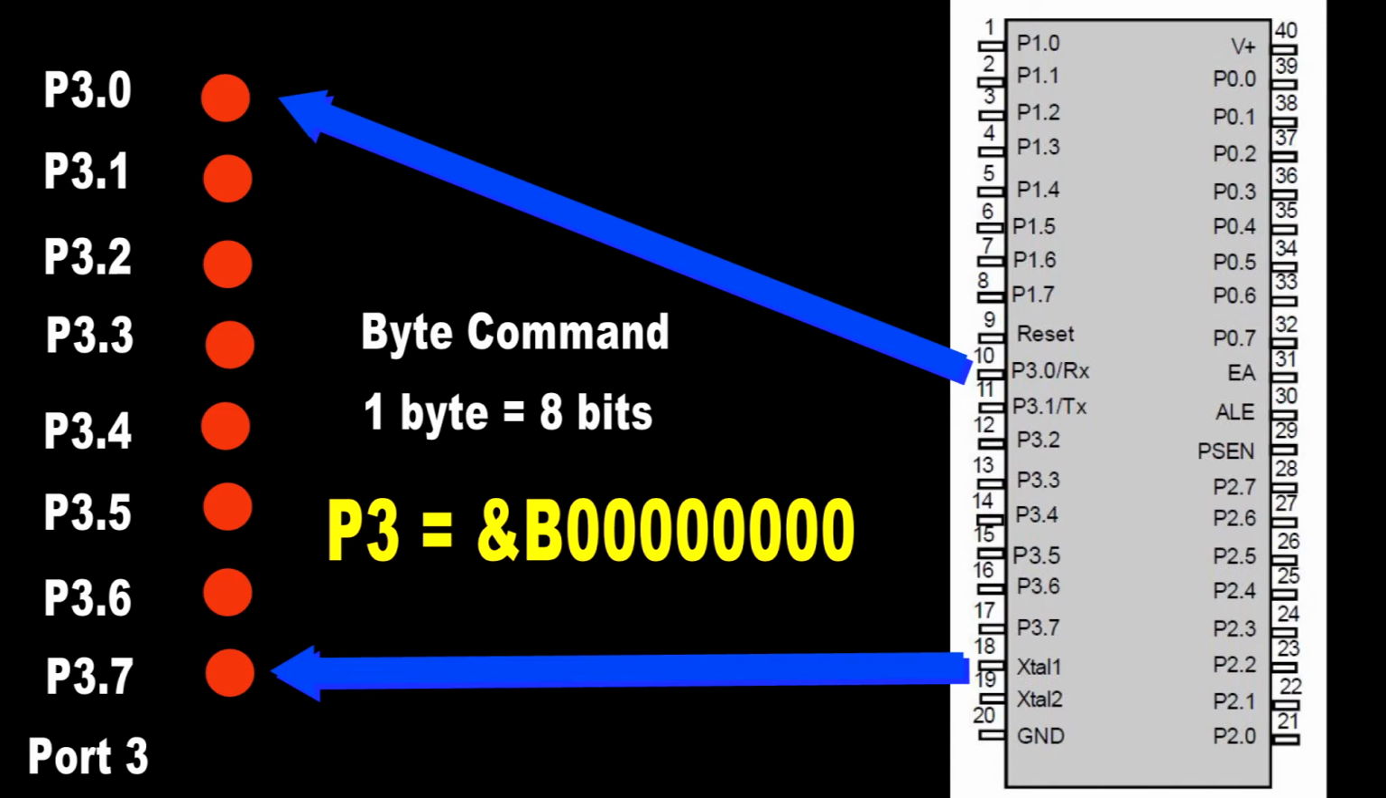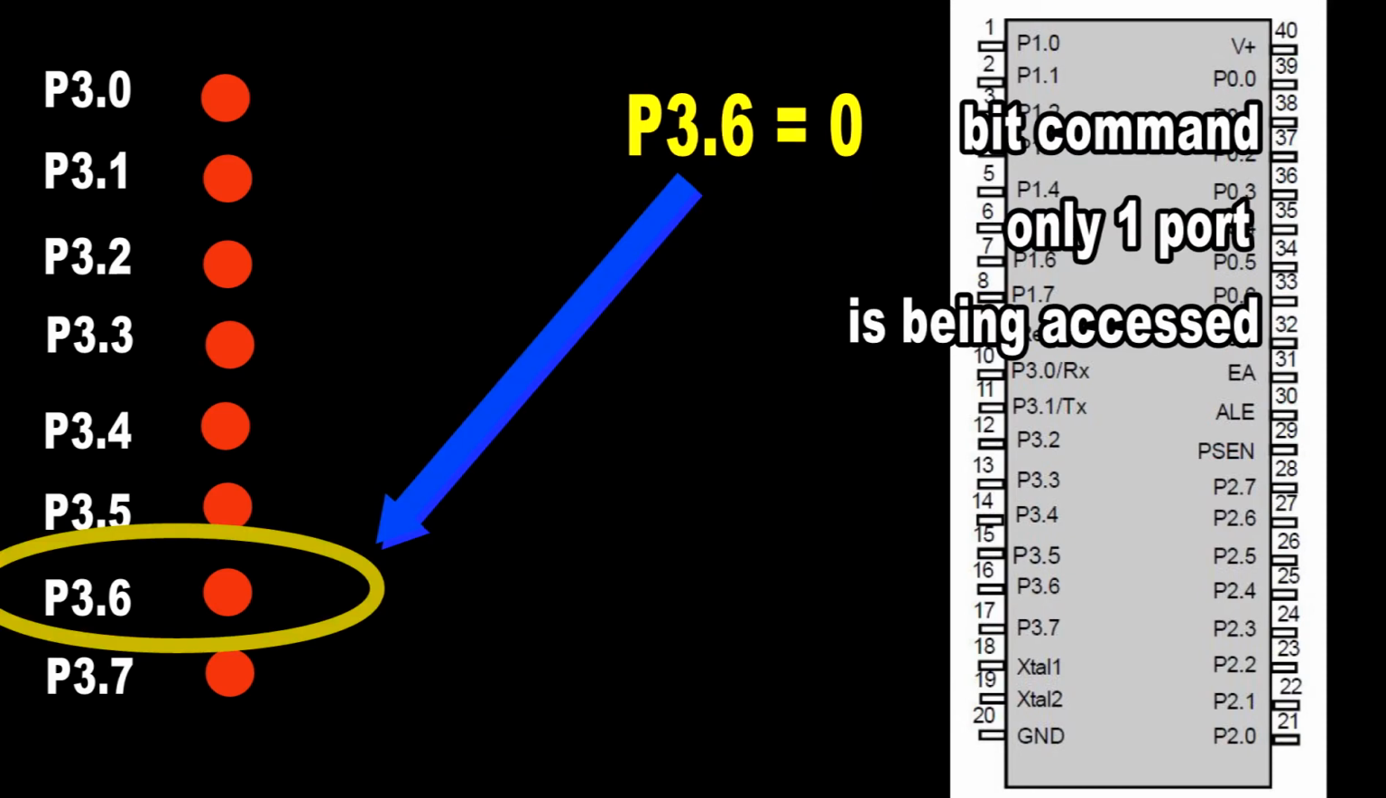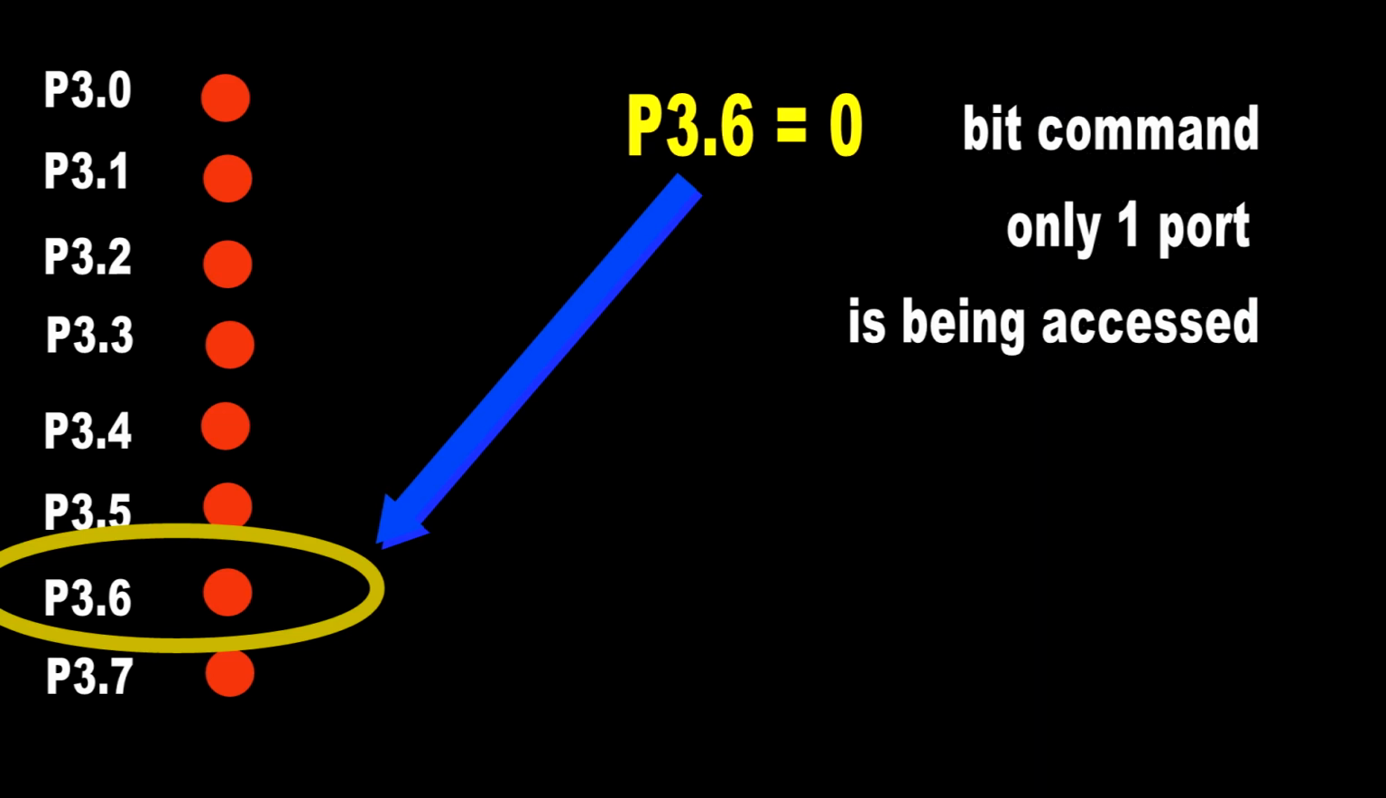But wait, where did this command or instruction come from? Basically, that is the format of BASCOM 8051 in binary notation in a byte command. The P3.6 notation is used when we command the MCU for only one port bit, meaning we are only dealing with one pin of the MCU.